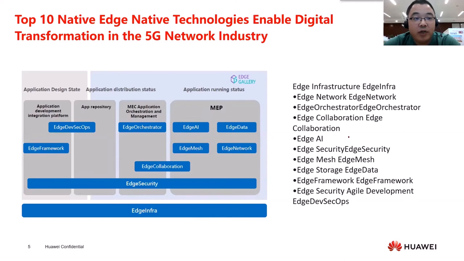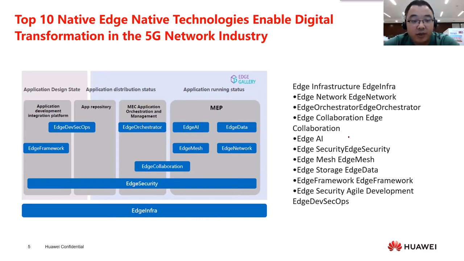As I mentioned before, we have the top 10 edge native technologies that enable digital transformation in the 5G network industry. So this is a mapping from our edge gallery to the edge native technologies. We have the edge infrastructure, edge network, edge orchestrator, edge collaboration, edge AI, edge security, edge mesh, edge storage, edge framework, and edge security.